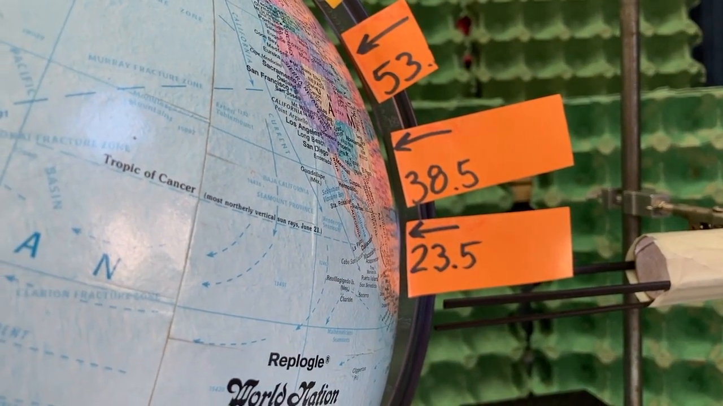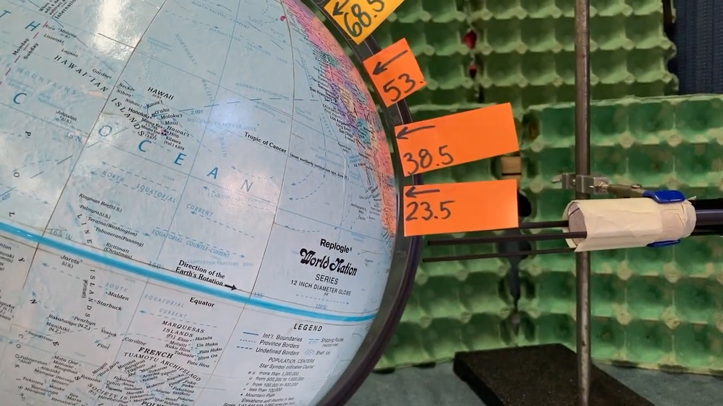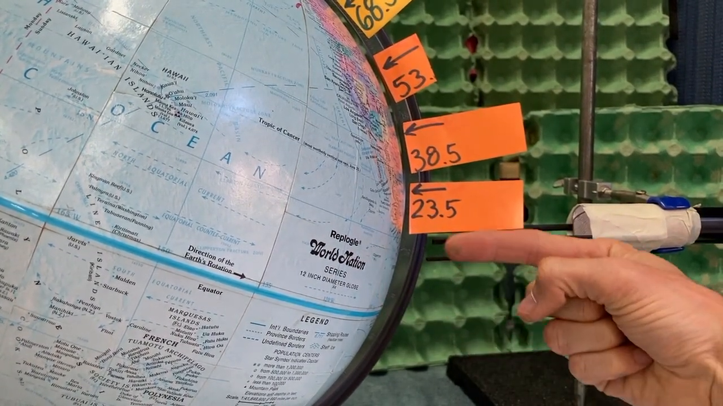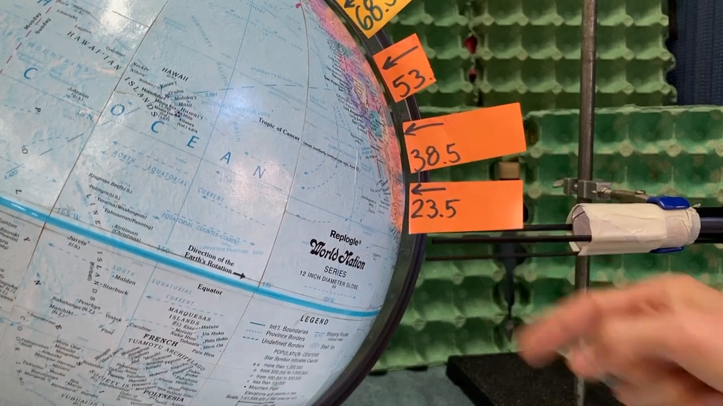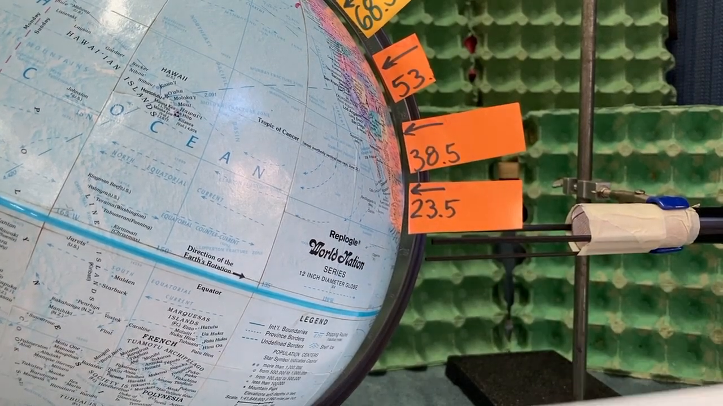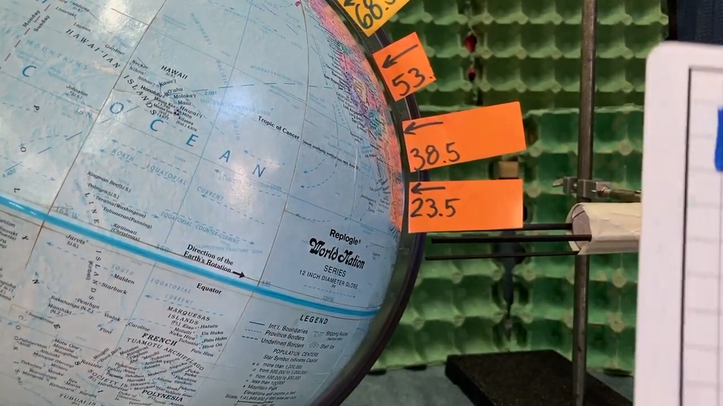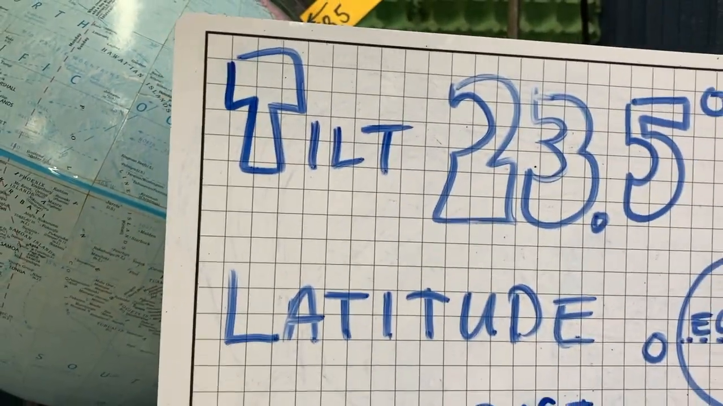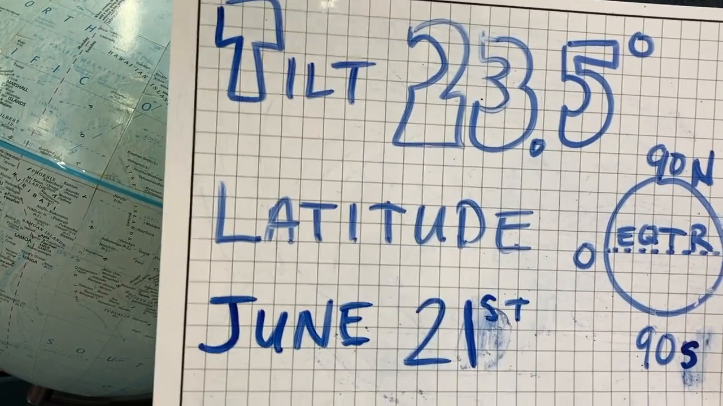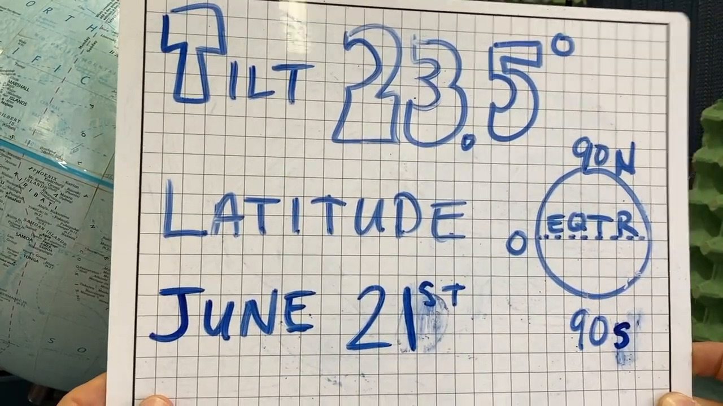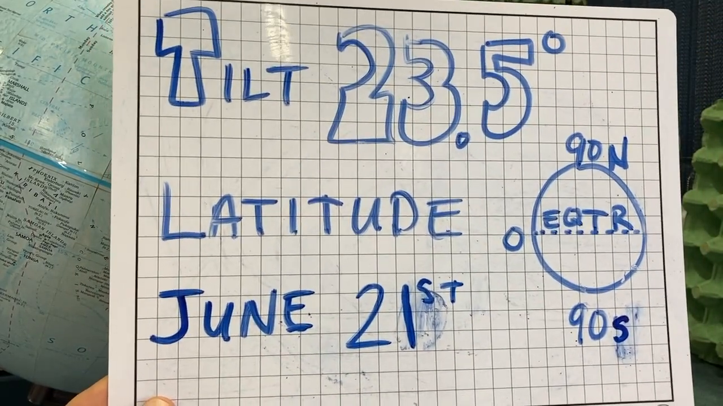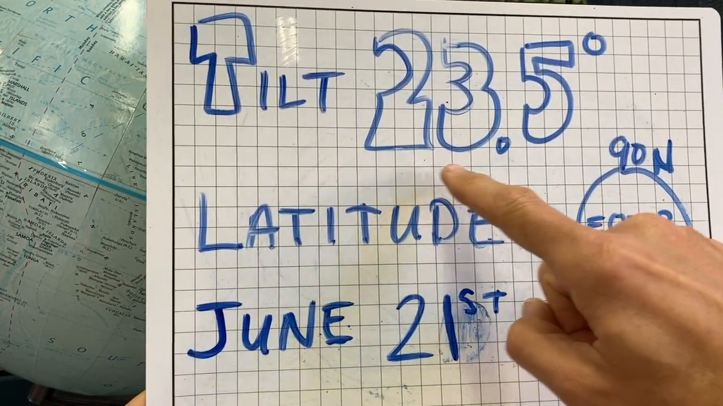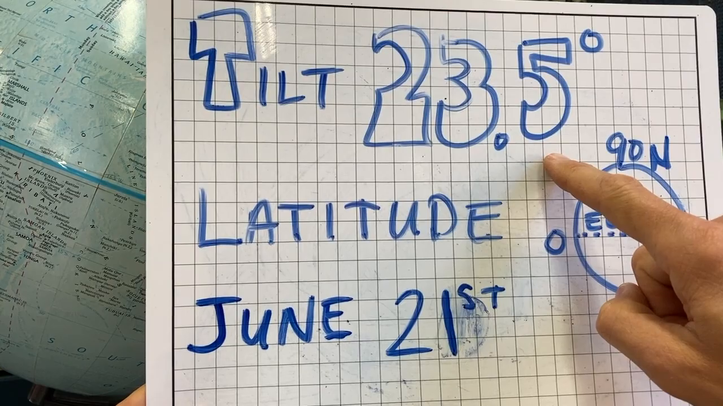So what does that mean? That means instead of the direct overhead rays hitting the equator, they're actually hitting a line 23.5 degrees. That number sounds familiar. 23.5 degrees, that's the same amount of tilt of the Earth. So on June 21st, when the Earth is tilted towards the sun for the summer of the northern hemisphere, the most direct rays are going to be at 23.5 degrees above the equator.